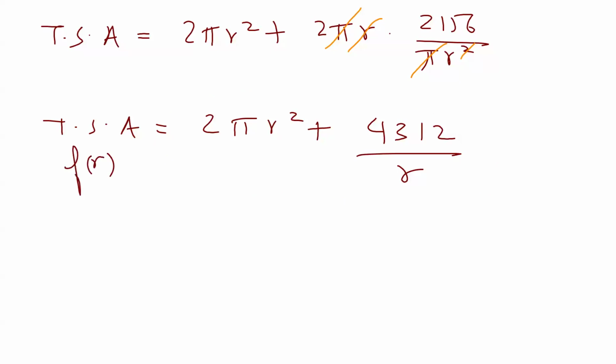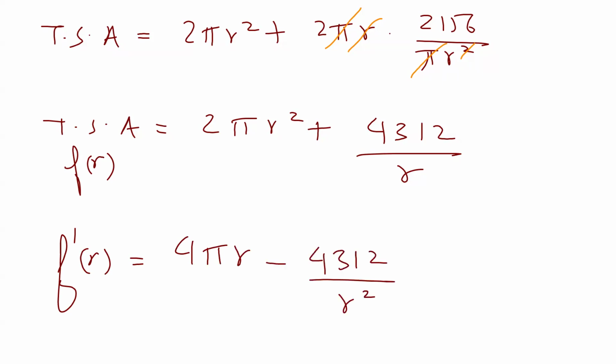So this becomes f of r. We'll calculate f dash r. F dash r will be 4 pi r minus 4312 upon r square. The derivative of 1 upon r is minus 1 upon r square. Do you agree with me?